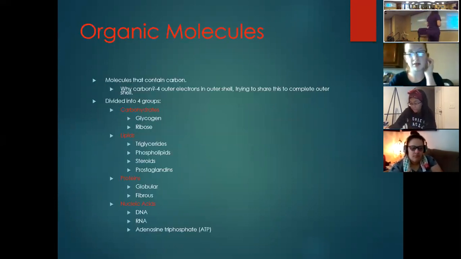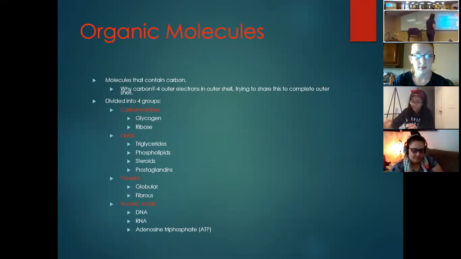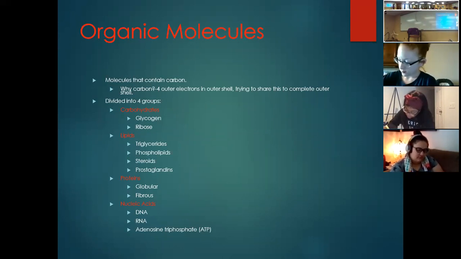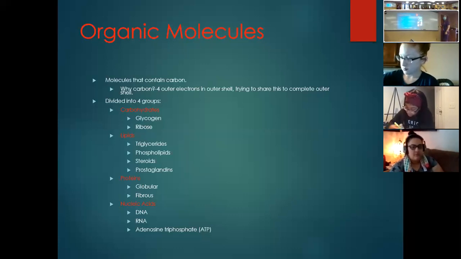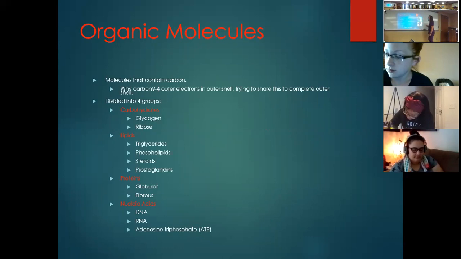Here are our organic molecules. We have our carbohydrates, lipids, proteins, and nucleic acids. Nucleic acids are a type of protein, a type of amino acid that forms your DNA, as well as your RNA. Again, we're not going to go into too much detail. We're just going to do a howdy handshake to each of these. I'm going to be going through each of these individually. Carbohydrates, lipids, proteins, nucleic acids.